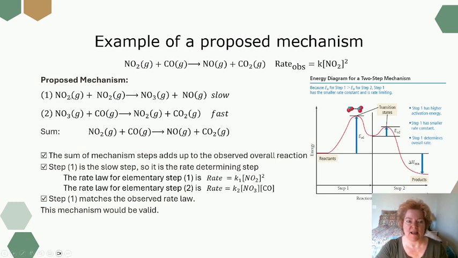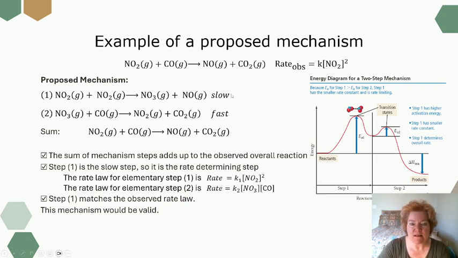So overall, if I add these, note that I have two NO2s on the left, but I have one NO2 on the right. So this one and this one cancel out, and I just have NO2. The NO3 was made on this side and reacted on this side, so it cancels out. So all I have left on the reactant side is CO, and on the product side I just have NO and CO2. Now, suppose I have two steps. This could be a good set of steps, but which one is the rate determining step?